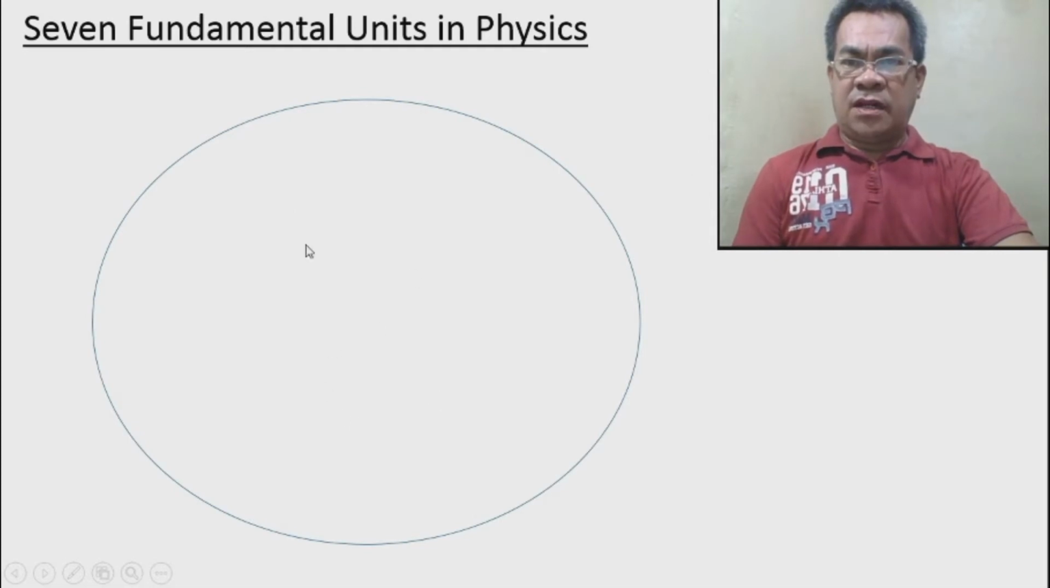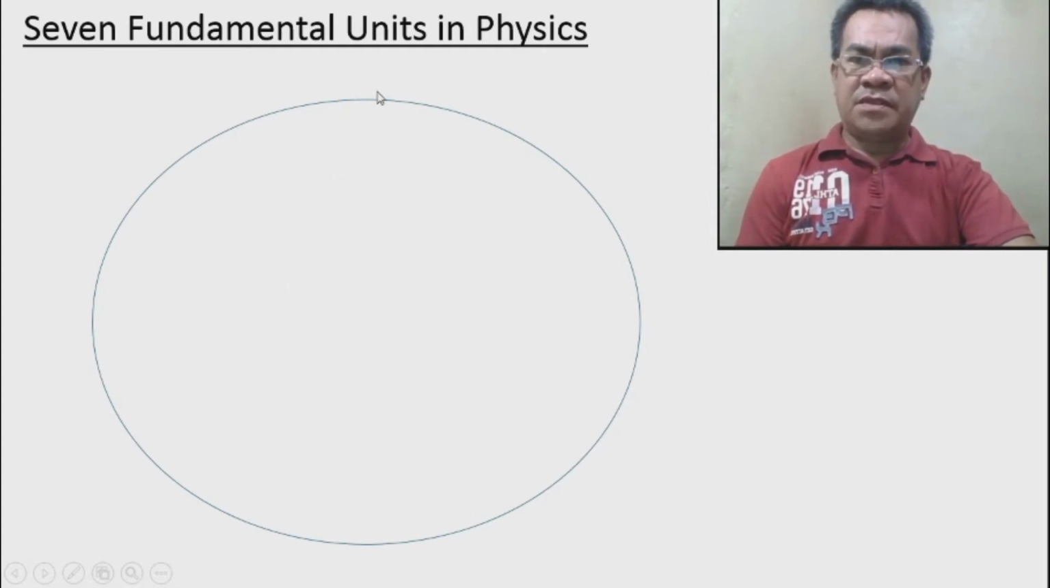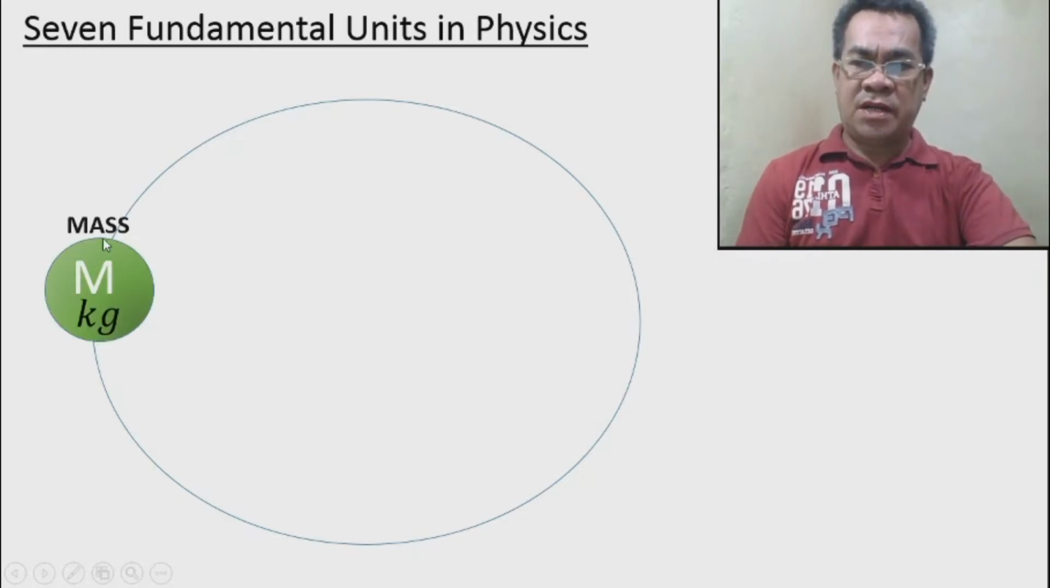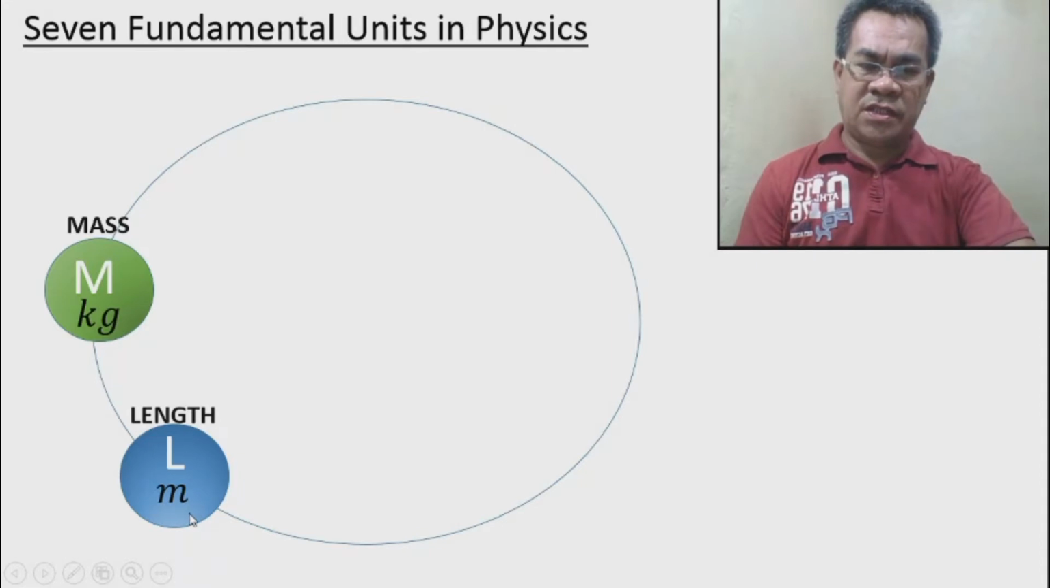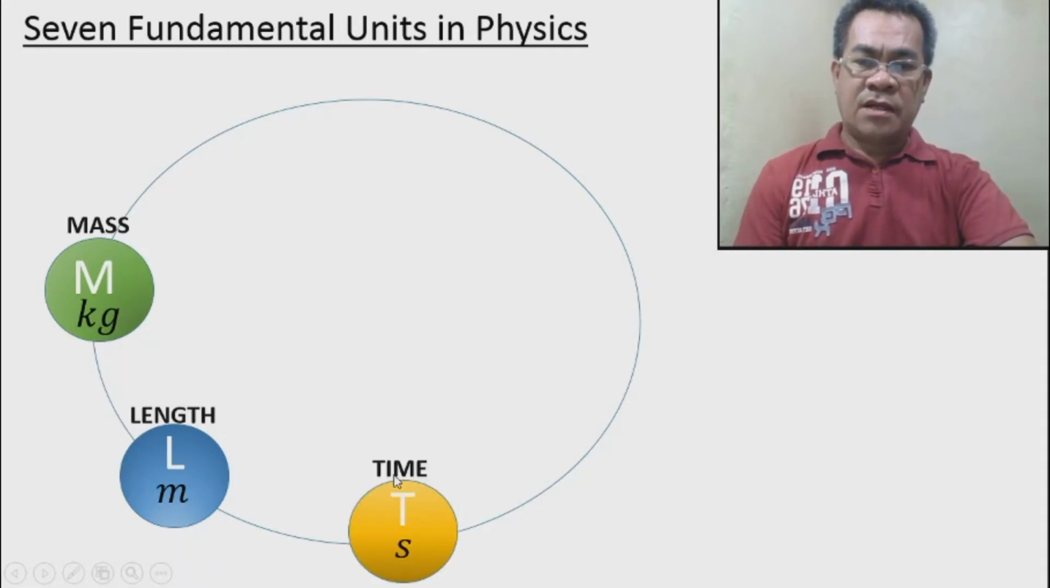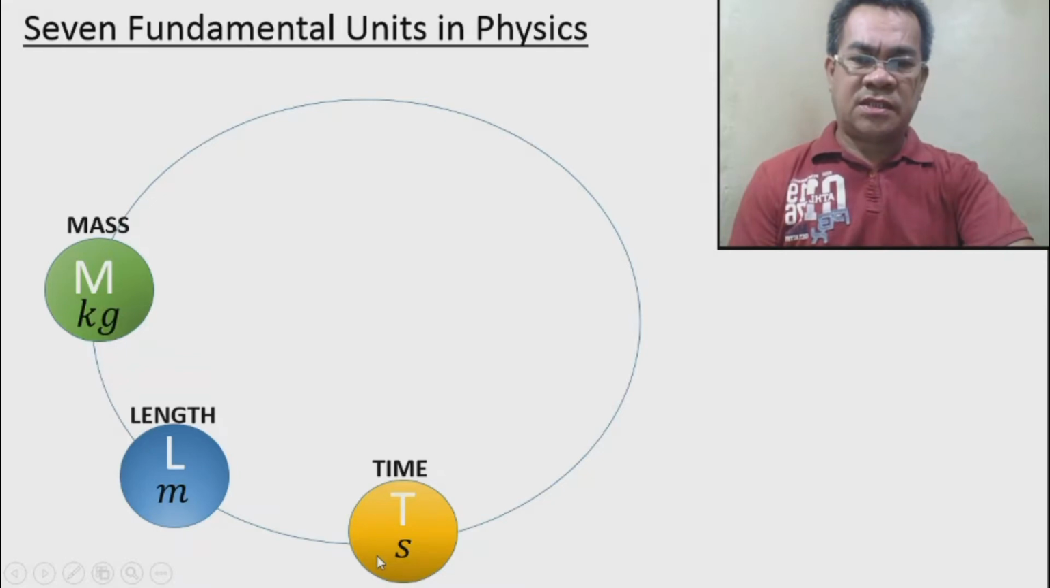Now, in dealing with problems in physics, there are only 7 fundamental units, and these are the important quantities. When we say mass, we have the big letter M, and the unit is the kilogram. For the length, we have big letter L, and the unit is the meter. For the time, the symbol is big letter T, and the unit is the small letter s, in seconds.